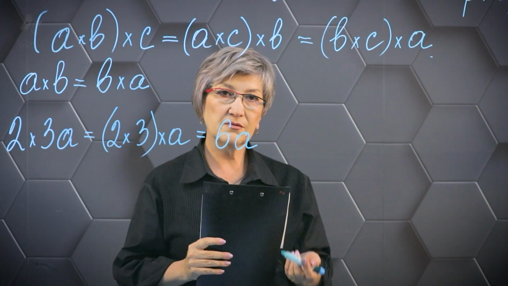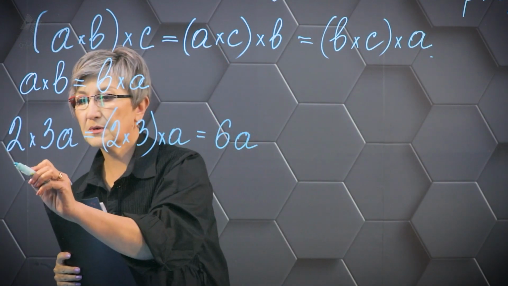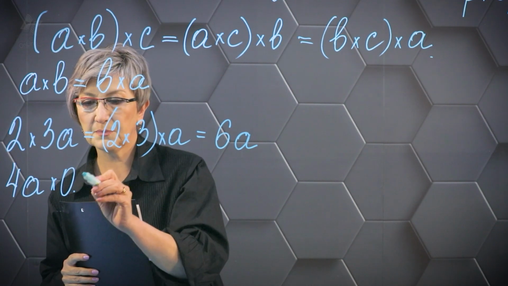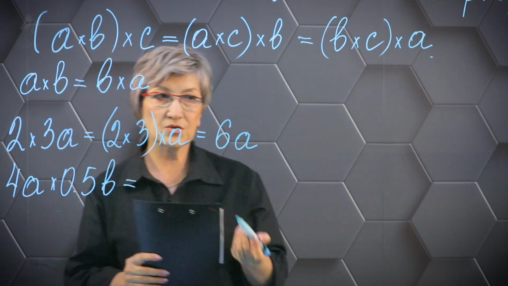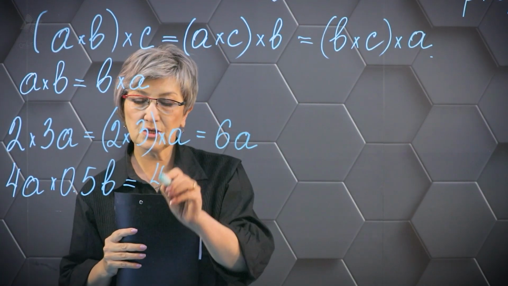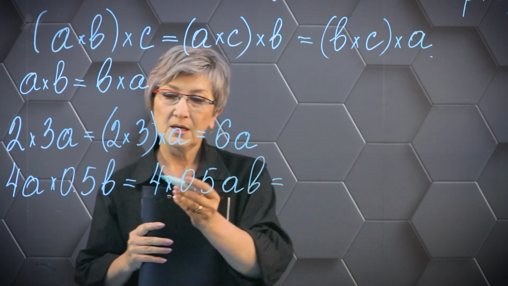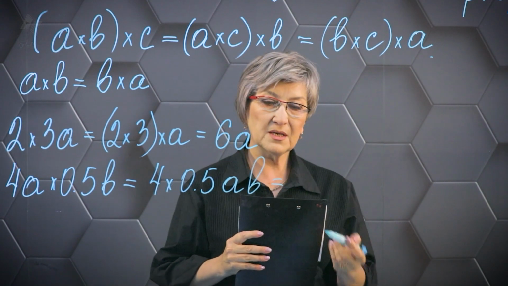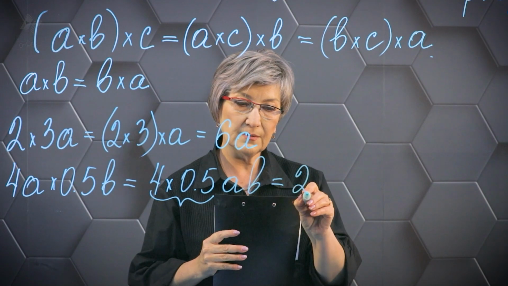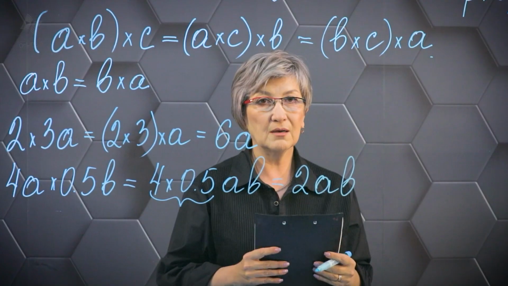If you see 2 or 3 letters in an expression, the rule of operations does not change. Let's say if I have the following product, 4a times 0.5b. Well, what can I do in this case? I can rearrange the numbers and write this down: 4 multiplied by 0.5 times a and multiply by b. The product of 4 and 0.5 is 2. And write down the letters ab. The resulting answer is 2ab.